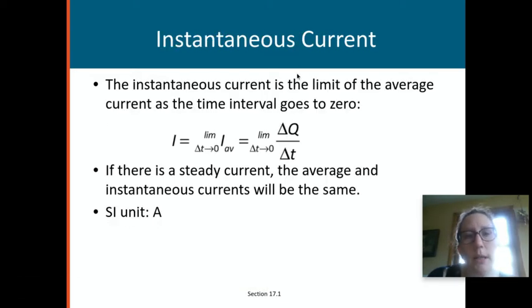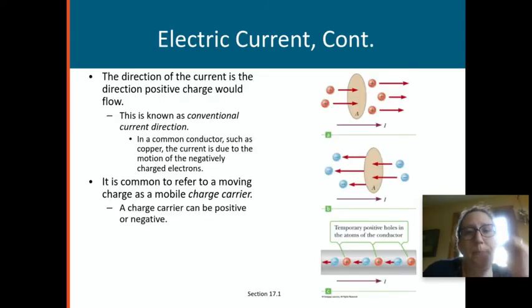If you want to look at instantaneous, obviously it's calculus, so current is equal to the limit of the average current, which is how fast it's moving in an infinitesimally small amount of time. If the current is steady, then the average and instantaneous currents are the same. So it's kind of like with velocity, if it's a constant velocity, the average and instantaneous are the same. Okay? All right, so here we go.